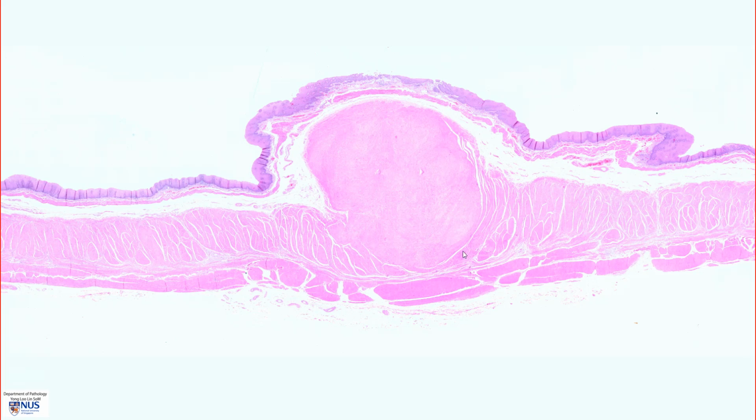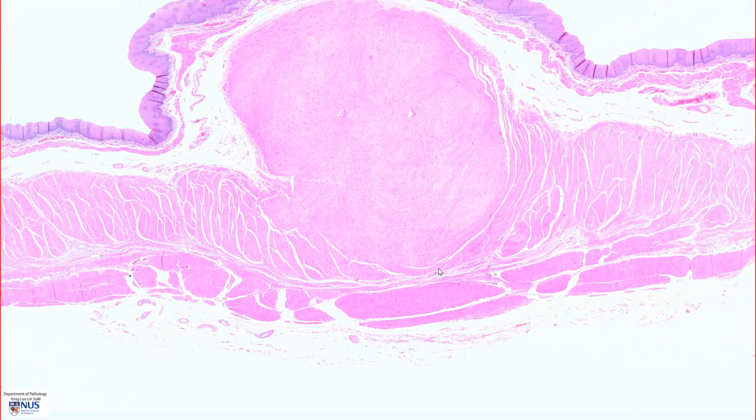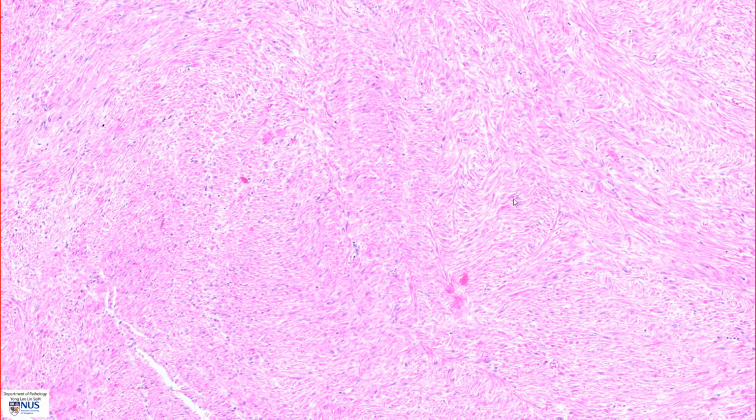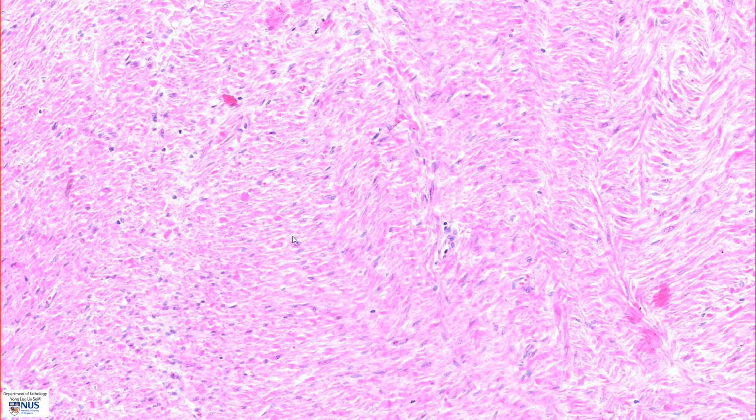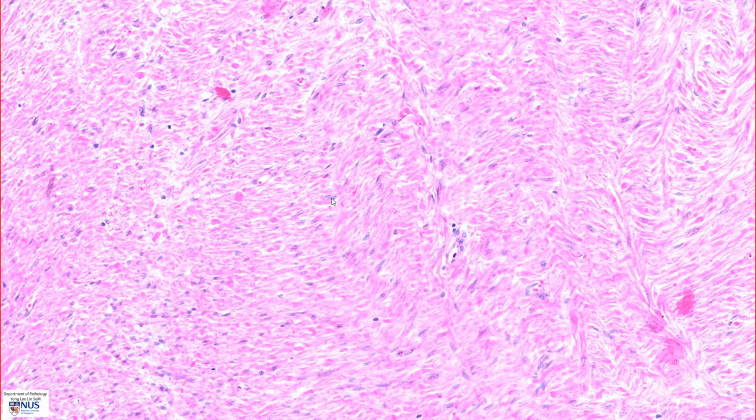Hence, in summary, this is a leiomyoma arising in the muscularis propria layer of the esophagus. It is protruding beneath the mucosa, and there is no overlying mucosal ulceration. This tumor is well demarcated, and it is composed of fascicles of bland spindle cells with elongated nuclei and abundant cytoplasm. There are no areas of necrosis. There is no significant nuclear pleomorphism, and no mitotic figures are identified. This is a benign neoplasm. Thank you.